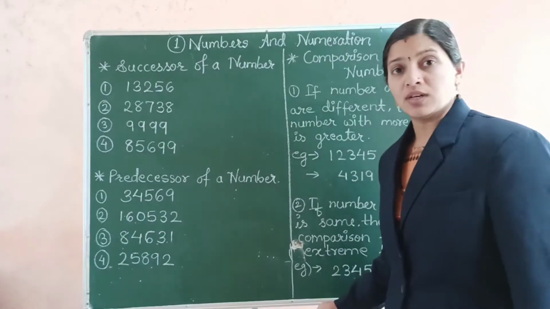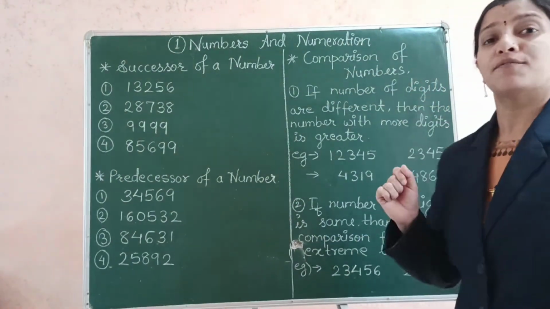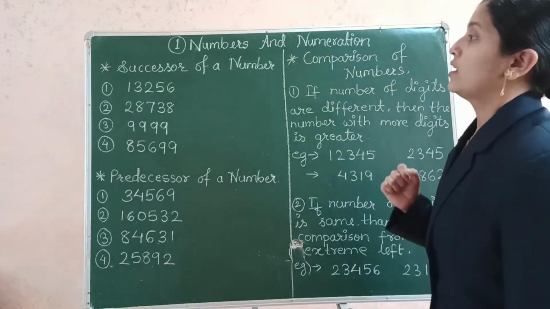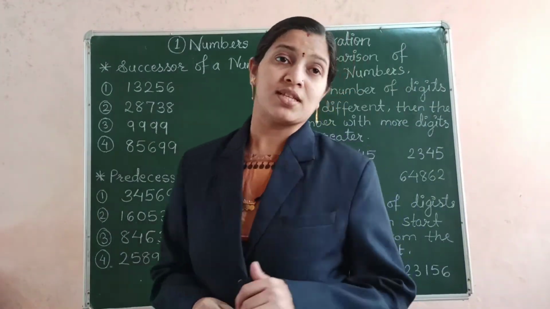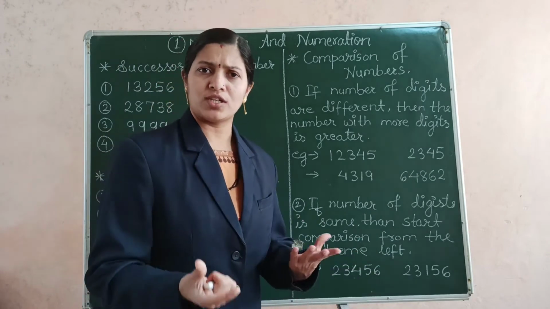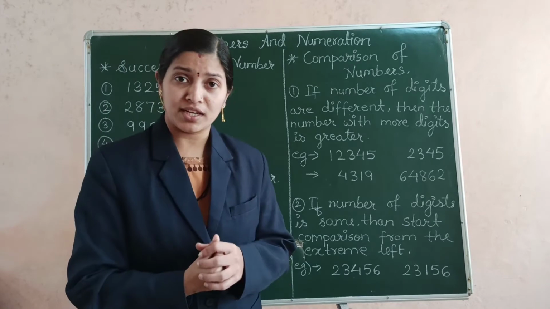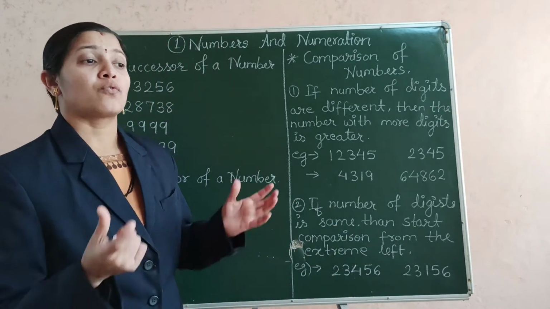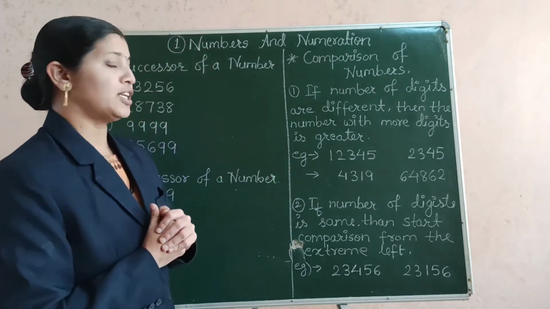Today we are going to learn the successor of a number, as well as the predecessor of a number. Then we will see how to compare numbers. The numbers may be 5 digits, 6 digits, 4 digits, 3 digits, any number. We will see how to compare them, how to find out which is greater, which is smaller, or whether both numbers are equal. We will be seeing it today.